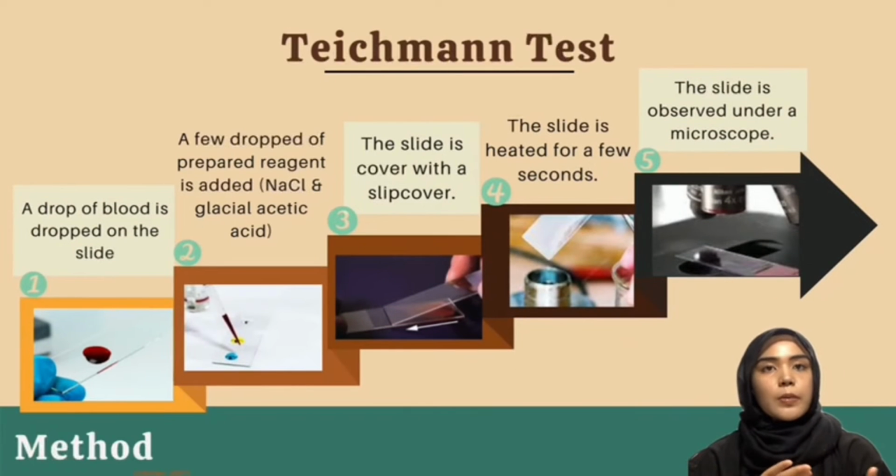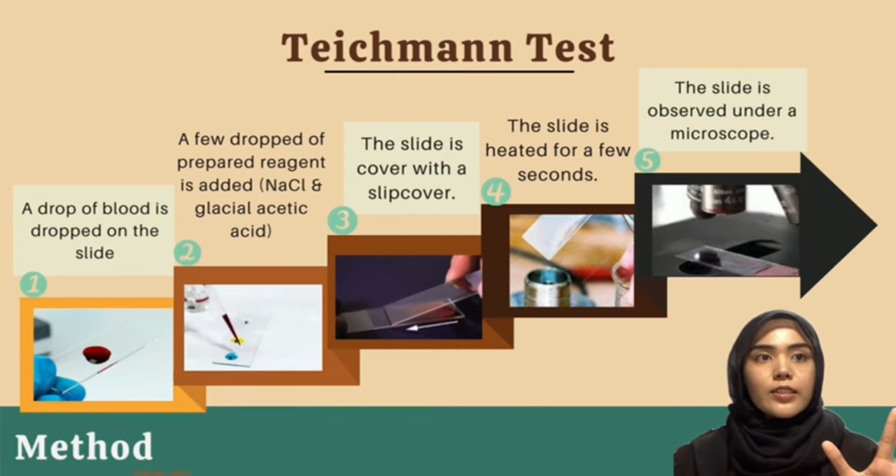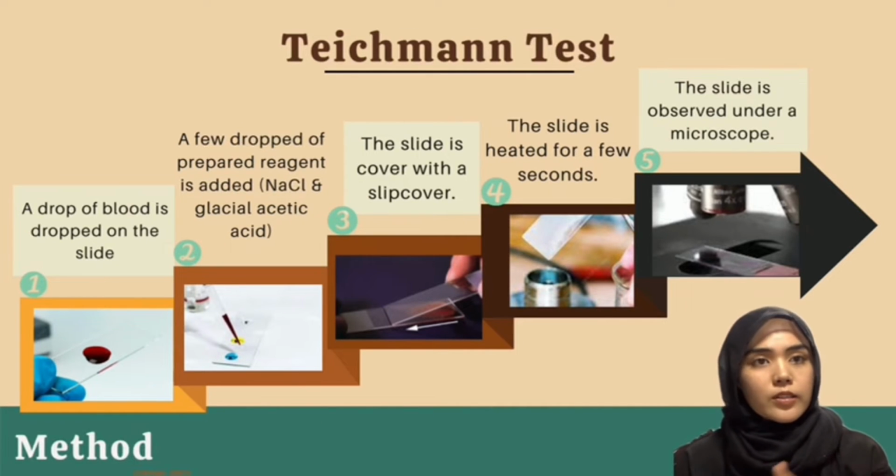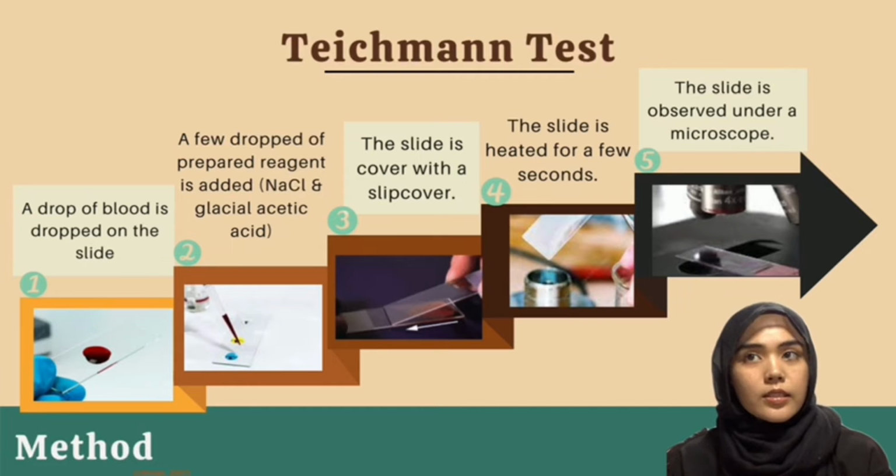This slide is about the procedure of the Teichmann test. The test contains 5 simple steps. The first step is that a drop of blood is dropped on the slide, and then a few drops of reagent are added. The reagents we use in the Teichmann test are sodium chloride and glacial acetic acid.